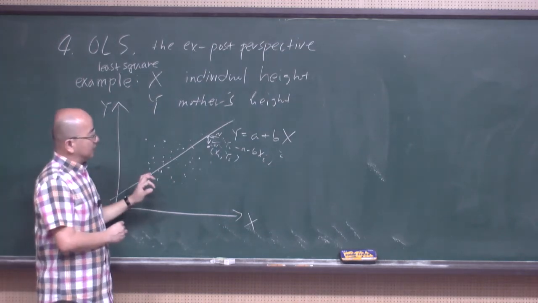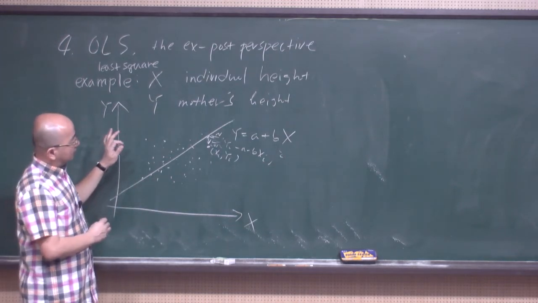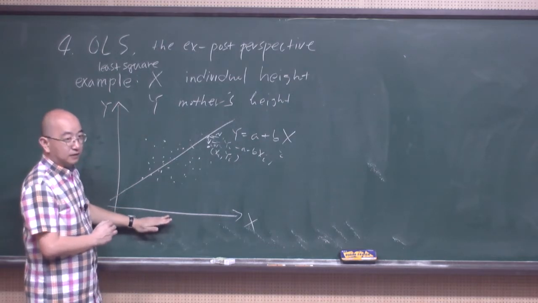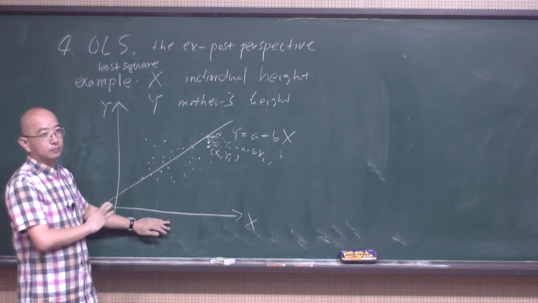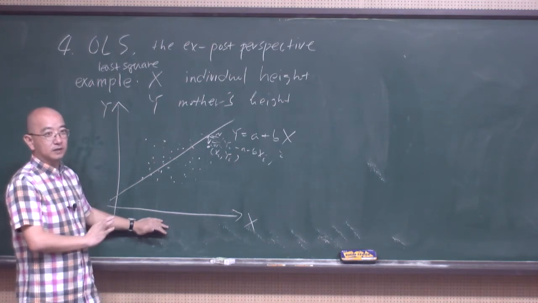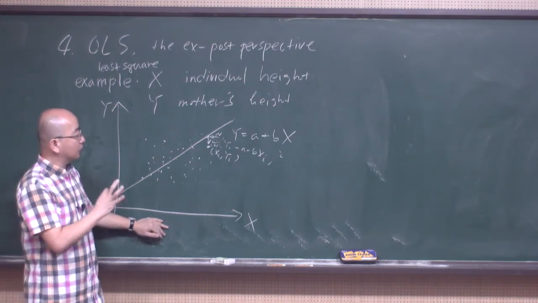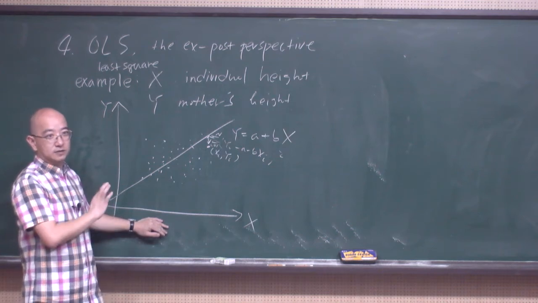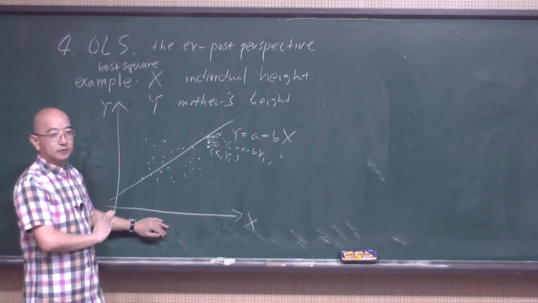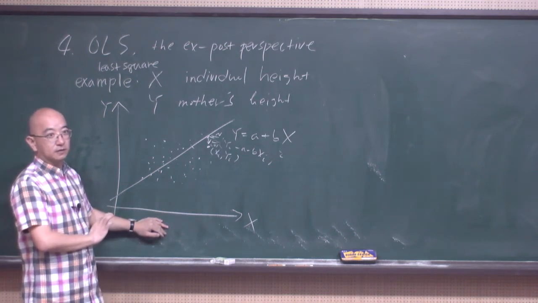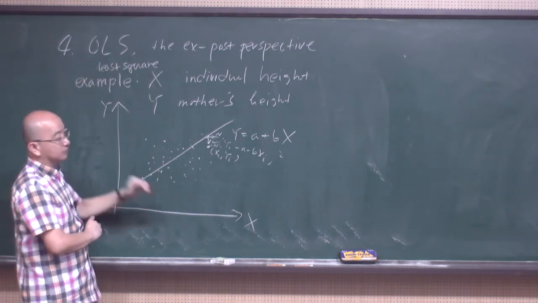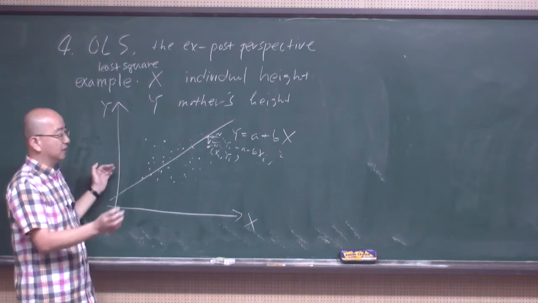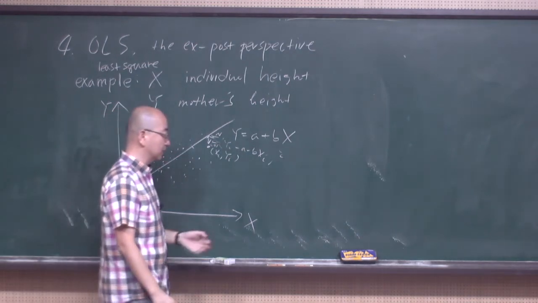Again, let me emphasize that this is just a technique. There is no assumption involved. There is no probability involved. We don't even talk about random variables. This is just a pure algebra exercise. Okay? So you can always do the ordinary least square if you have two variables and data, some numbers, then you can always do this.